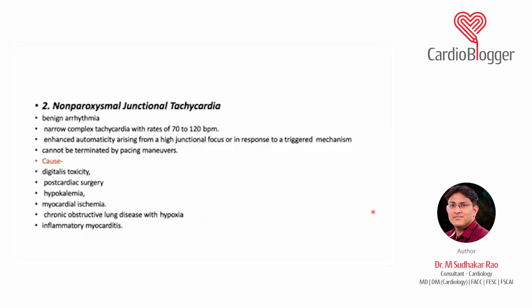Sometimes there is non-paroxysmal junctional tachycardia, which we see most of the time in adult patients, where you won't be able to see a P wave. Many times it is seen with digitalis toxicity, or after cardiac surgery, or with electrolyte disturbances like hypokalemia, and even in the setting of myocardial infarction. The rate is usually 70 to 120 beats per minute, and it is because of enhanced automaticity. So these things you should always remember.